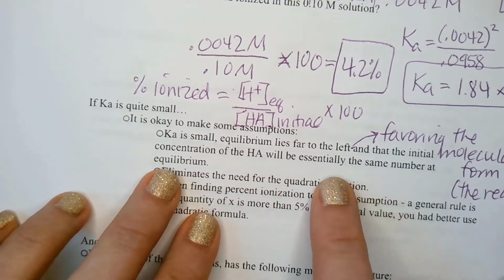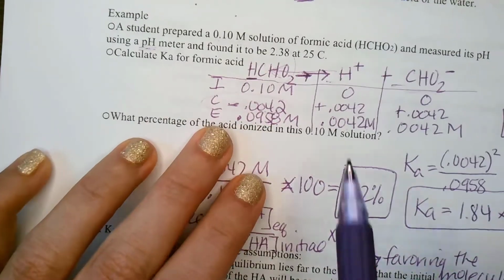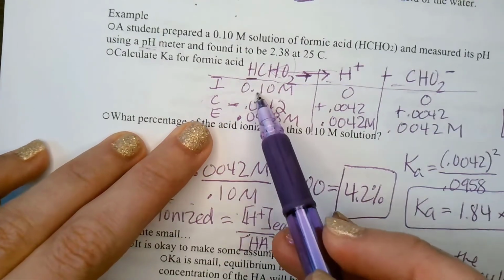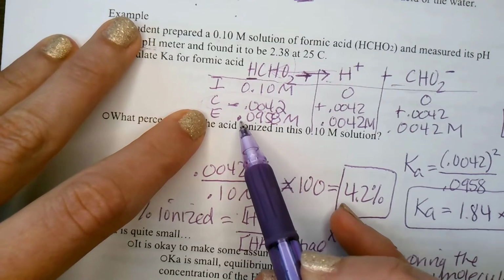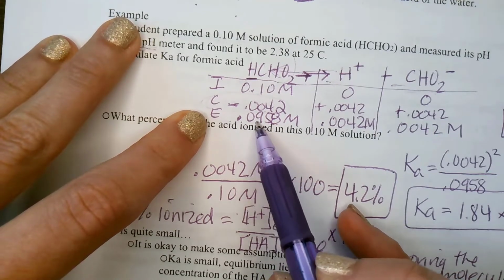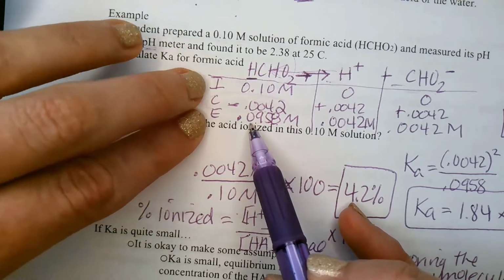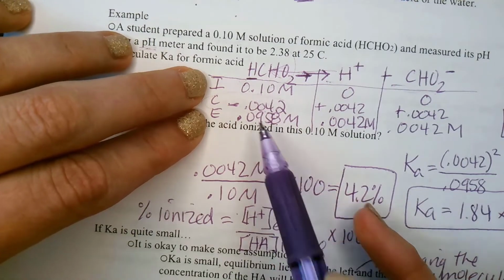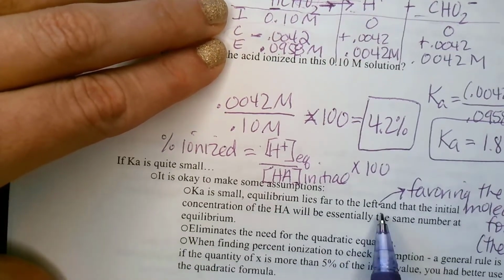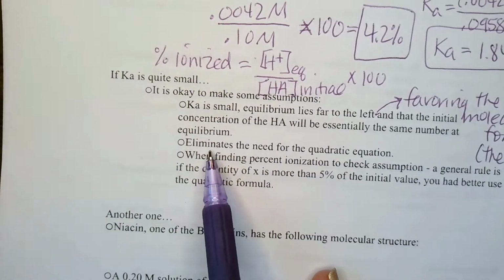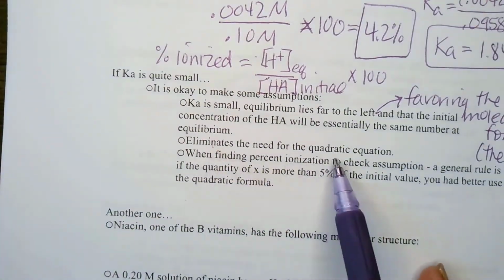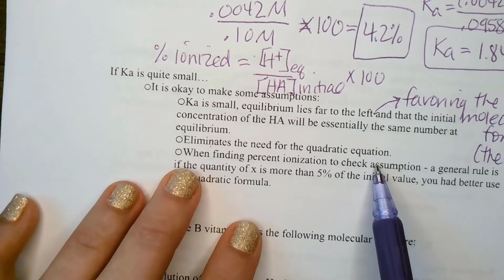And if we look back at this, we can see that our initial is 0.1 molar, and at equilibrium, 0.0958. I mean, this is really, really close to this number, right? So we had a very small difference from our initial to equilibrium. So essentially what we're able to do is eliminate the need for the quadratic equation.